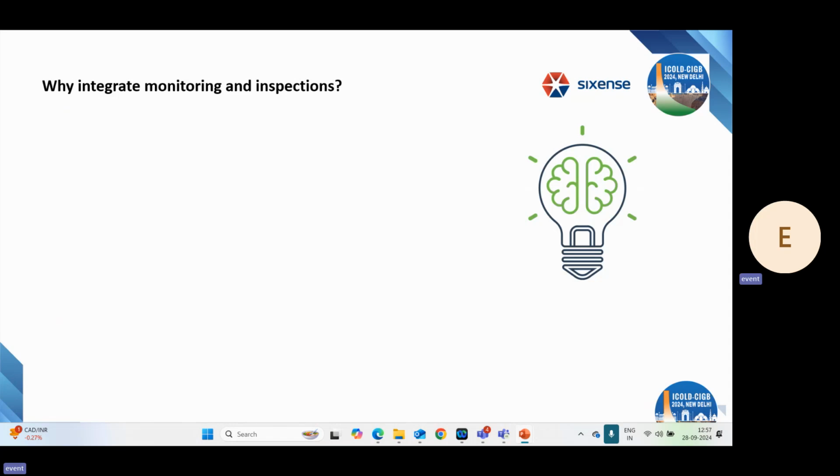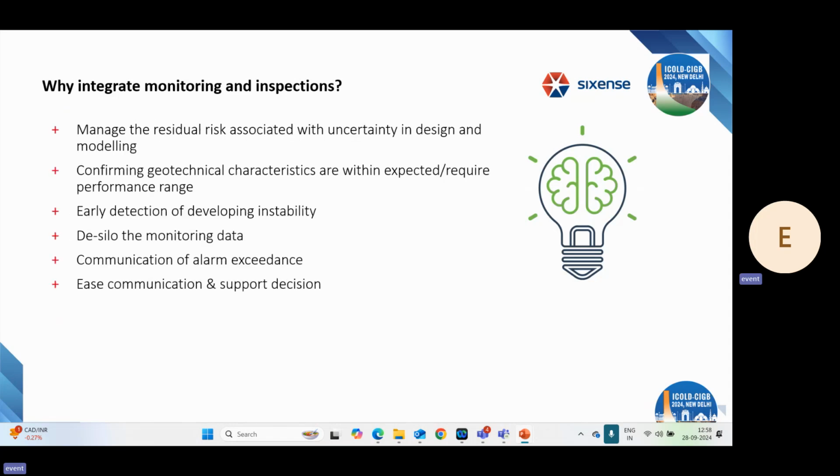So why might we integrate monitoring and inspections? We've talked a lot about this through the last couple of days, so I'm not going to go through all these points. But from my perspective, the key is really to de-silo all of that data. We're collecting huge amounts of data, whether that's monitoring data or inspection data. It could be geotechnical information, it could be InSAR data, it could be survey data. The aim of an integrated monitoring solution is to de-silo it. It's to get it so we can see all that information together and we can access it easily.